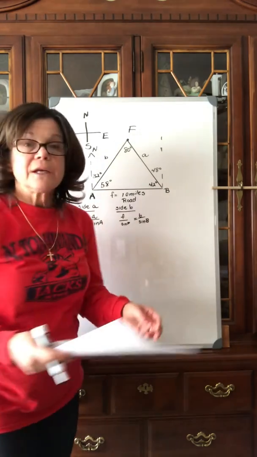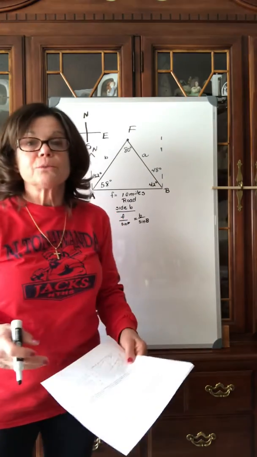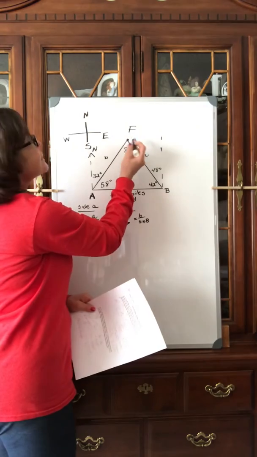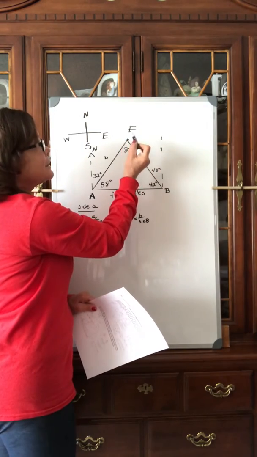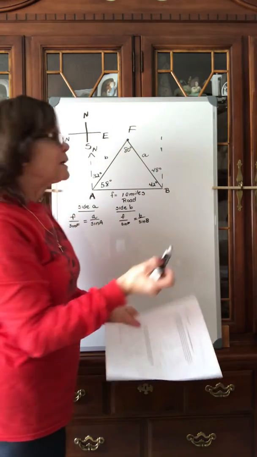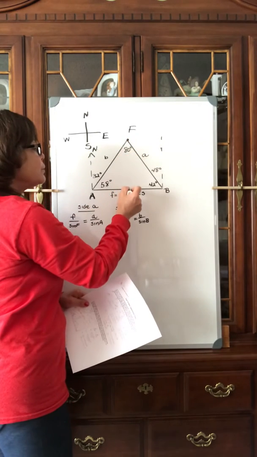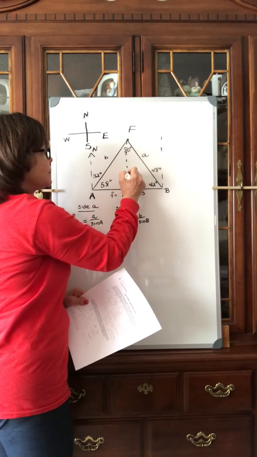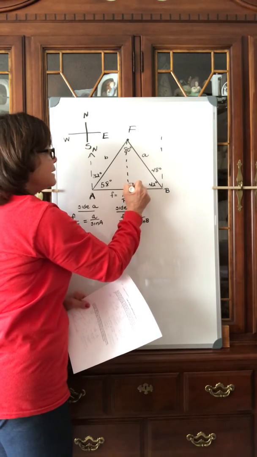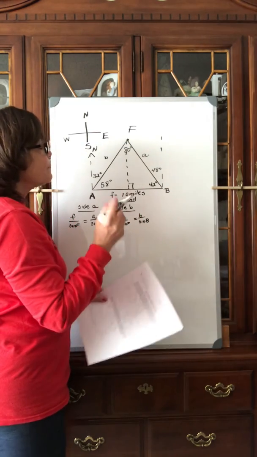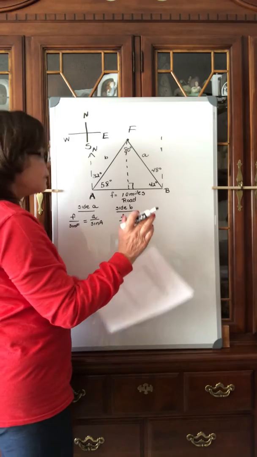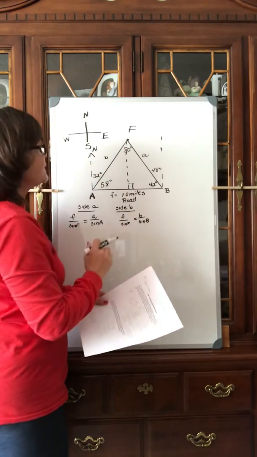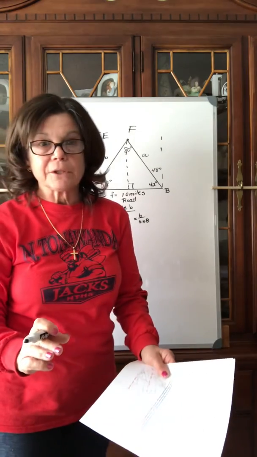Once you do that, you have to find the shortest distance from the fire to the road. And what that's going to be is the perpendicular, well, it's called the altitude of the triangle. From F to the road, the shortest distance would be this perpendicular line. So let's say that we have side b. We've solved for side b. You've got that value on your calculator.